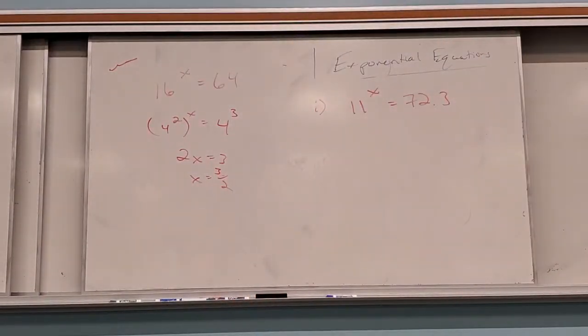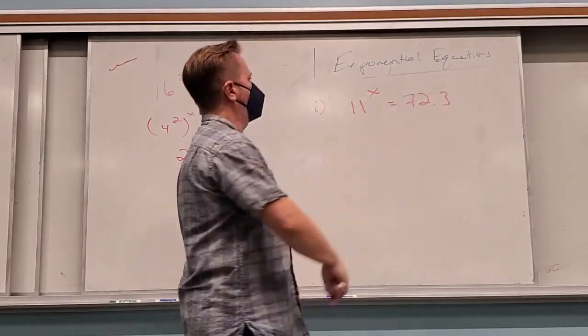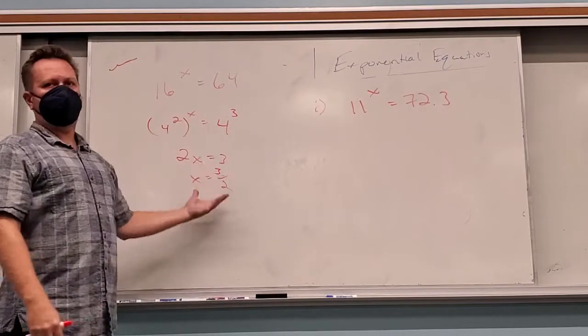What's 11 squared? 121. So isn't the answer going to be between 1 and 2? 2 is too big, 1 is too small, so it's going to be in between 1 and 2. You guys with me? Okay. So what do we do? I can't do this at all.